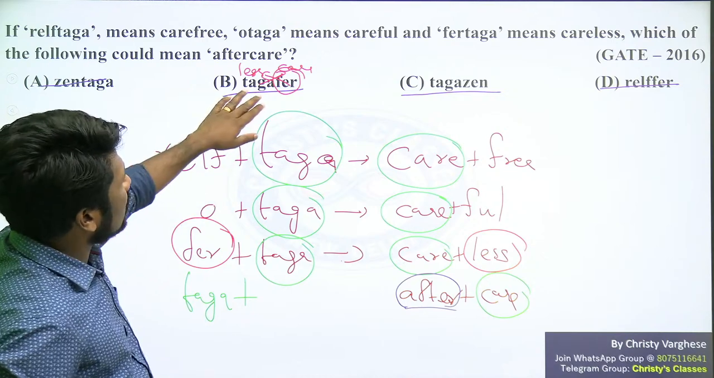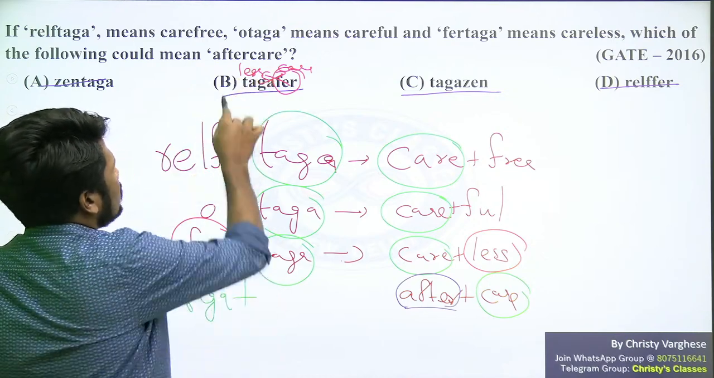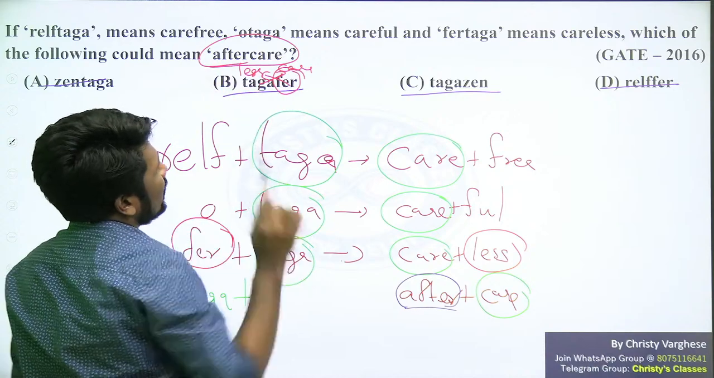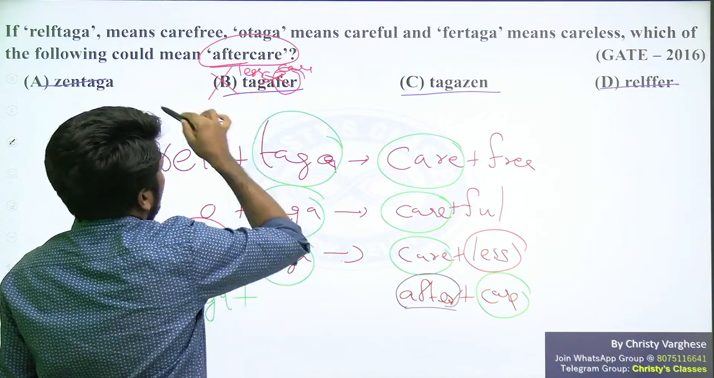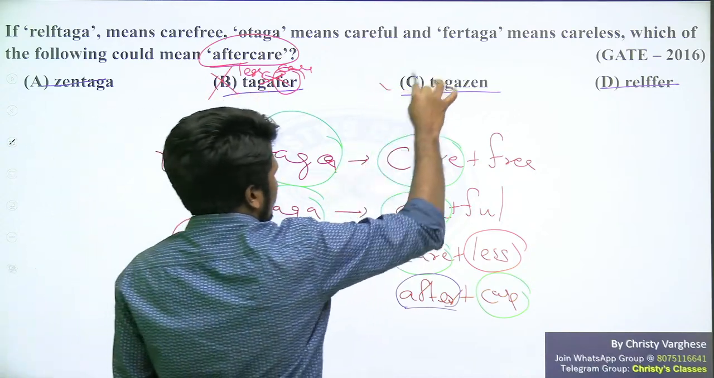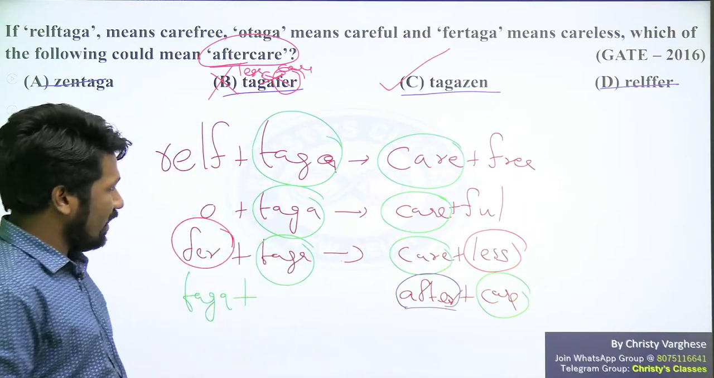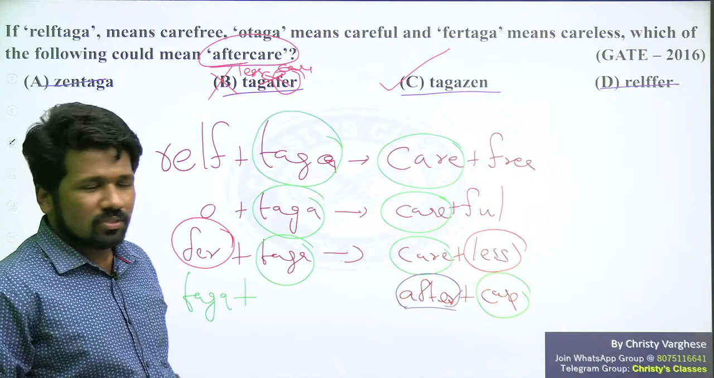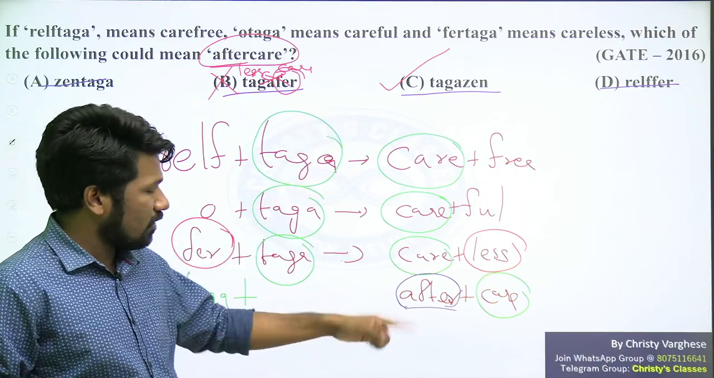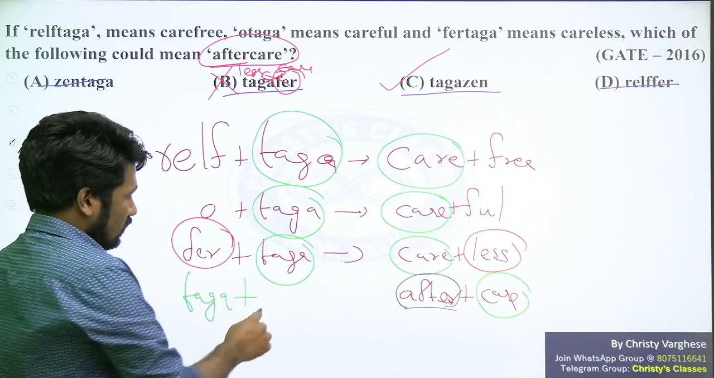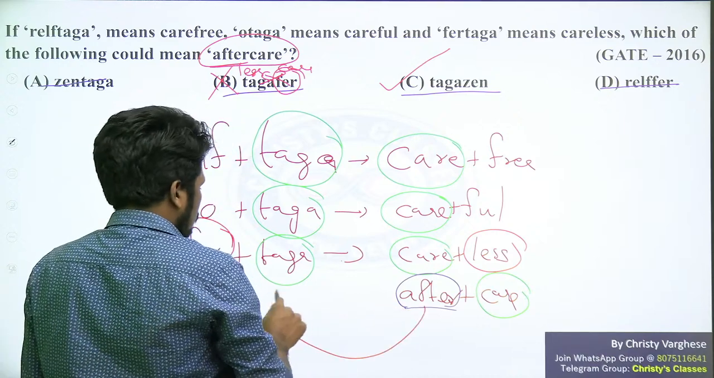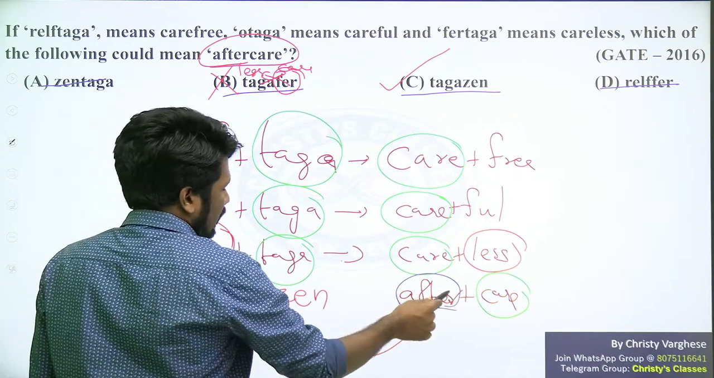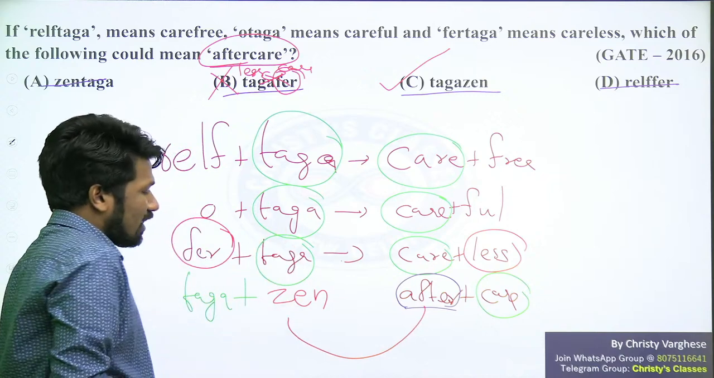But the question is not asking the word for less care. The question is asking the code for after care. That is why option B can be eliminated. So the only remaining option is TAGA then, and then is not claimed in any of the given words. So definitely TAGA then being aftercare is totally fine. That is, after corresponds to then, and after is on the left side, so then is on the right side.